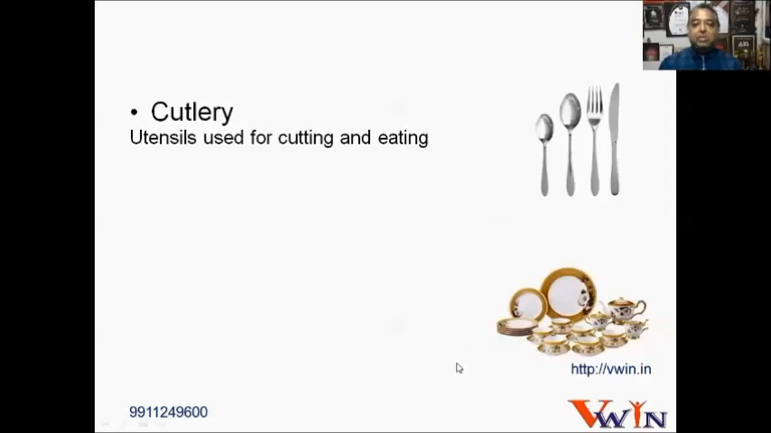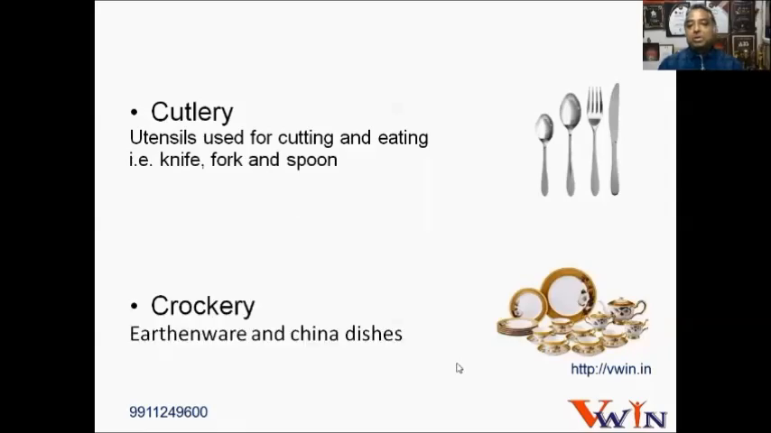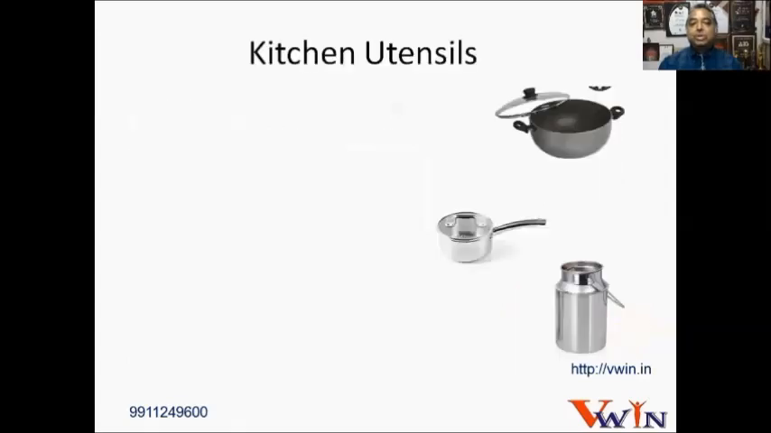Then we have crockery. Crockery is made of earthenware or bone china. So these you can see cup, plate, saucers, especially जो मिट्टी की या china मिट्टी की बनी हैं. So those are together known as crockery. Now, having understood this, let's move further.